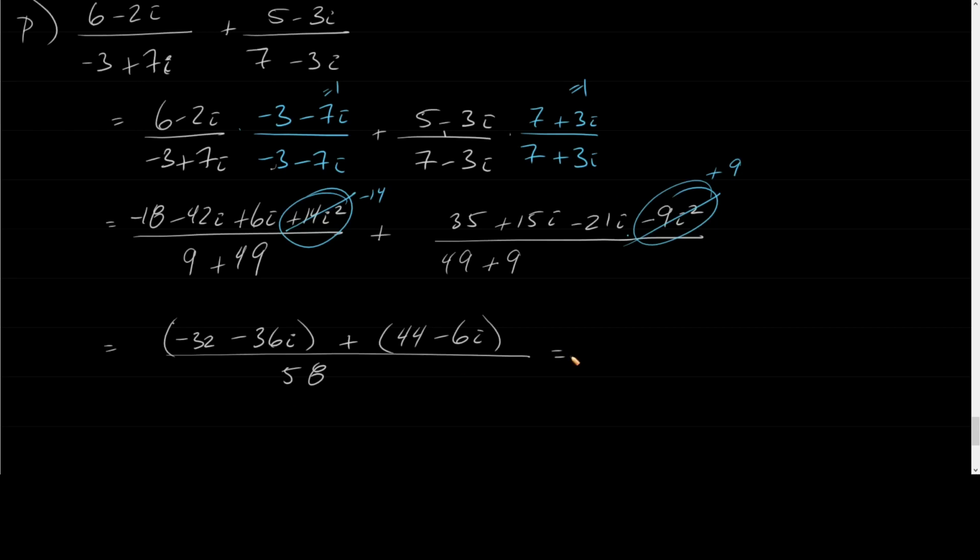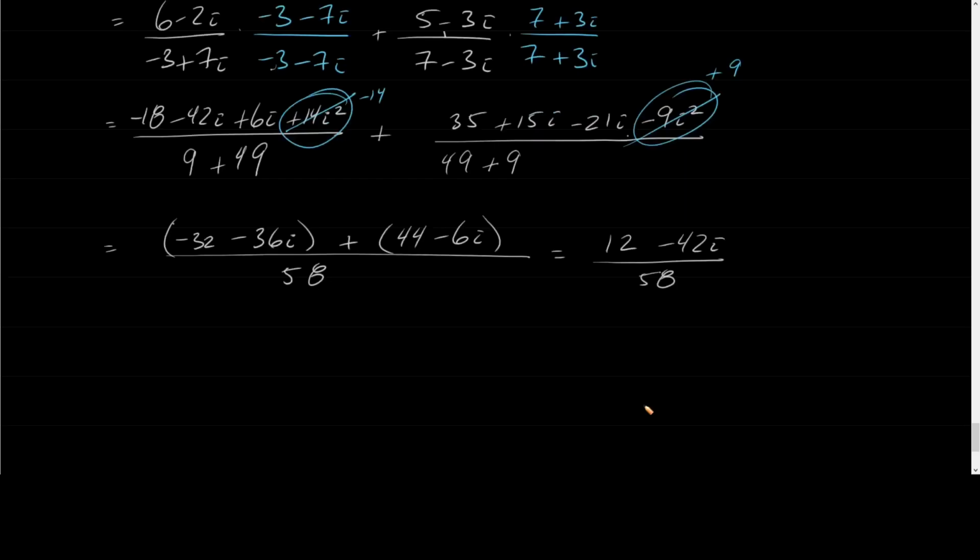The next thing is, well, combine like terms. Negative 32 plus 44 is going to be 12. Negative 36i plus negative 6i is going to be negative 42i. And then we have this over 58. But we know that we need to have it in standard form, so we need to split this up into 12 over 58 minus 42 over 58i.